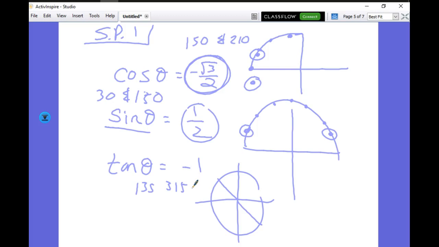I also got 210. 210 is here, which is good. That is a y value of a half, but it's a negative half. It's under the x-axis, right?